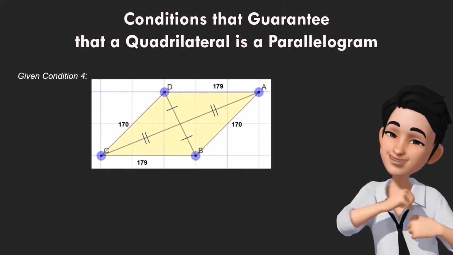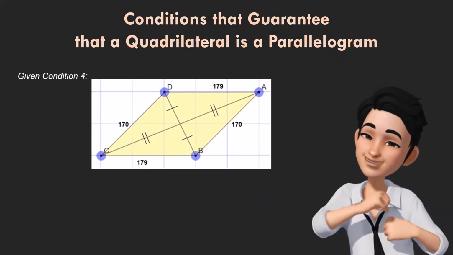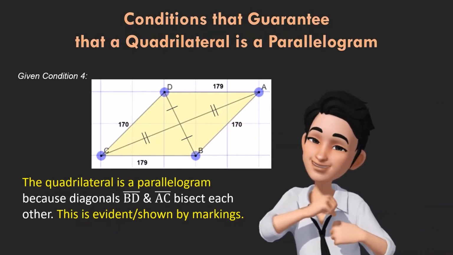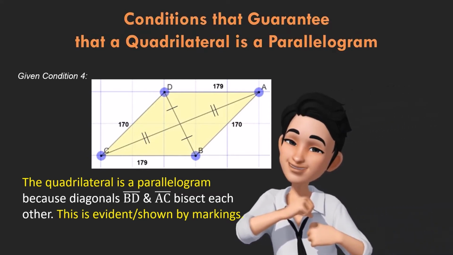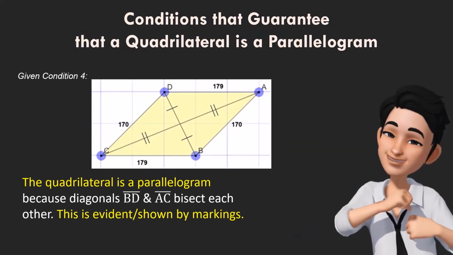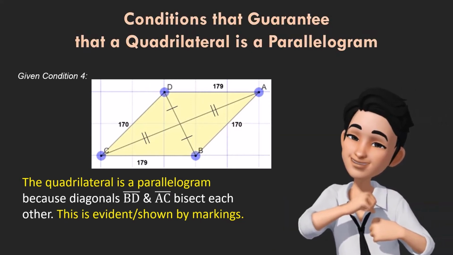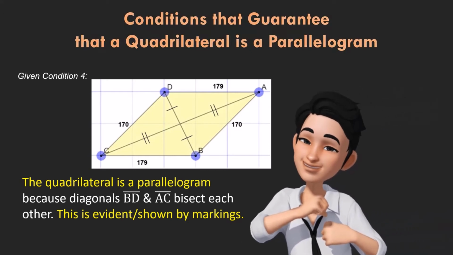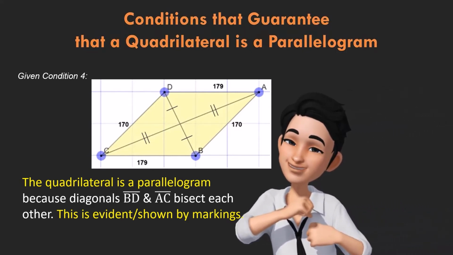If you encounter this kind of condition, know that the given quadrilateral is a parallelogram, basically because we have two diagonals here that are intersecting. What are those diagonals? We have diagonal BD and diagonal AC. Those are two diagonals that bisect each other. Now you can also notice marks or ticks, as we call them, that will tell you that they have the same measure. I hope you can follow.